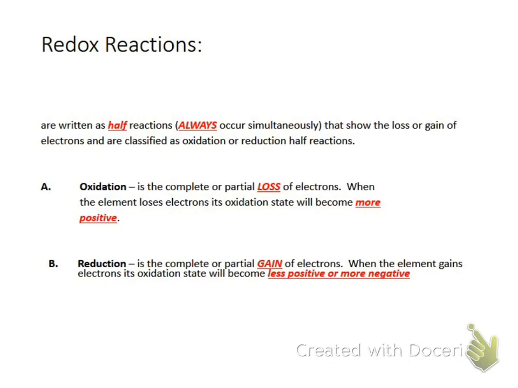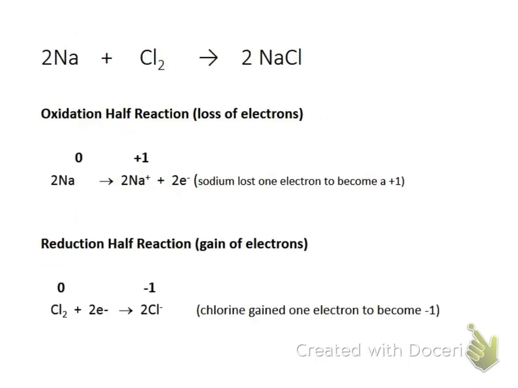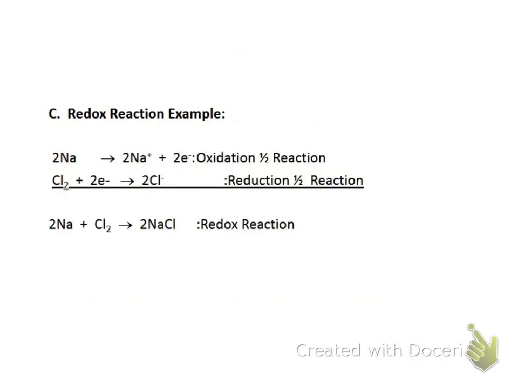Okay. So let's look at a simple synthesis reaction of sodium and chlorine making sodium chloride. Sodium is losing electrons, so it's going to be oxidized because it's the loss of electrons. Chlorine is going to be reduced because it is gaining electrons. So that's how we would write the half reactions. We break them out and say this one's doing this, this one's doing that. Then we put them together to get the overall redox reaction.